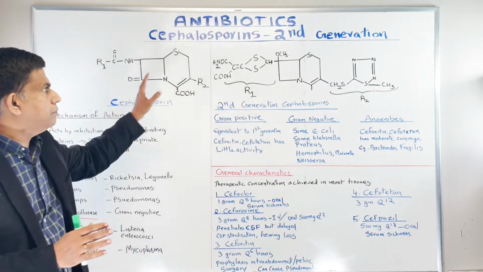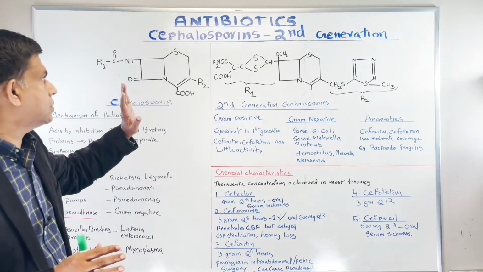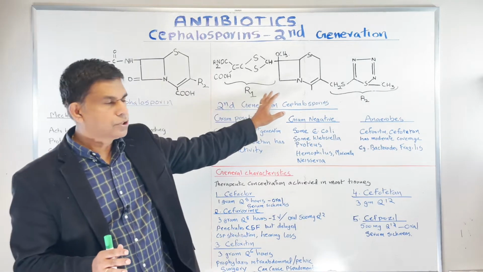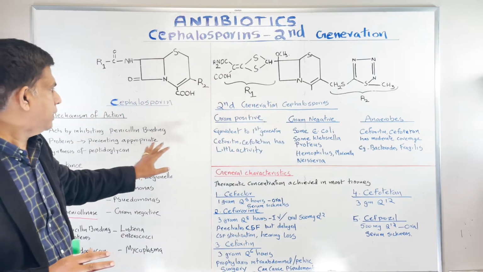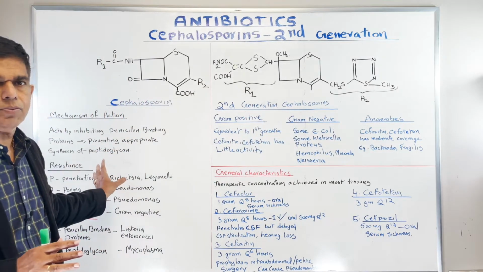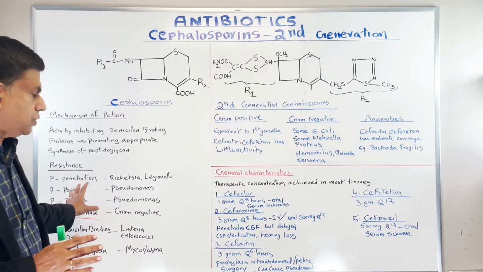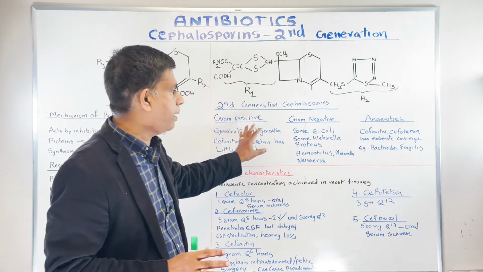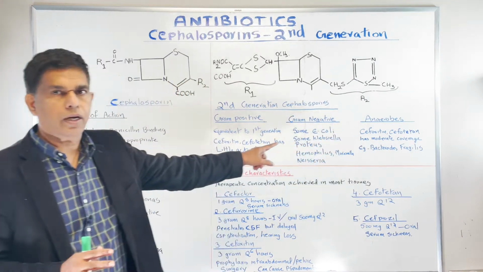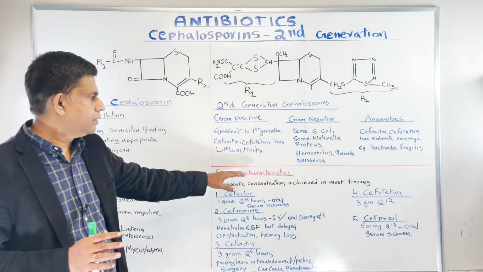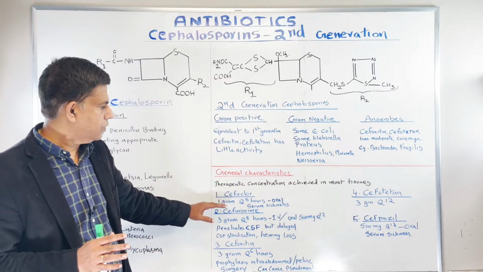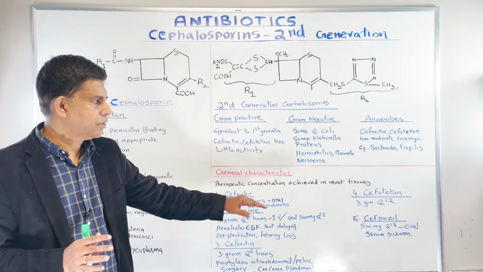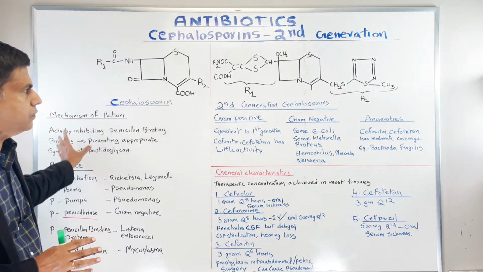Today's talk is the second generation. We'll cover the structure of the cephalosporin, and then the structure of the second generation cephalosporin. Then we're going to talk about the mechanism of action, and then resistance. Then we're going to look at the gram-positive, gram-negative, and anaerobic coverage, and then general characteristics, and we're going to go through cefaclor, cefuroxime, cefoxitin, cefotetan, and cefprozil. Okay, that's our plan. So we need to know all this.